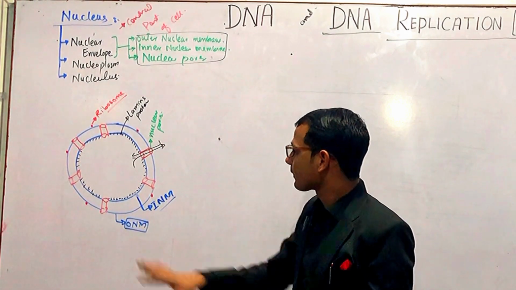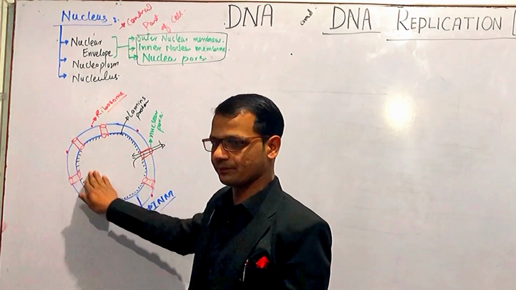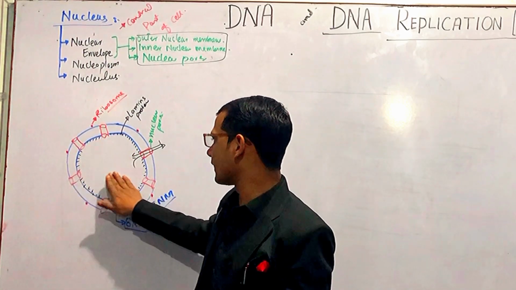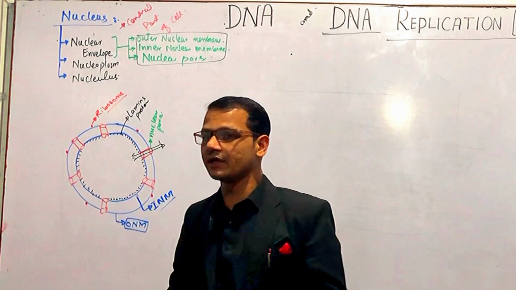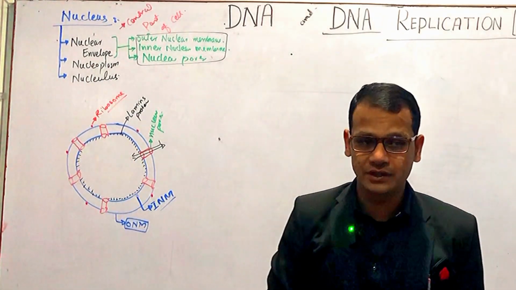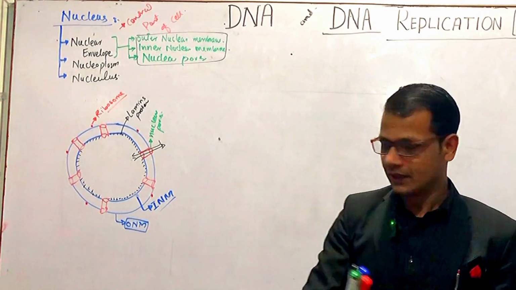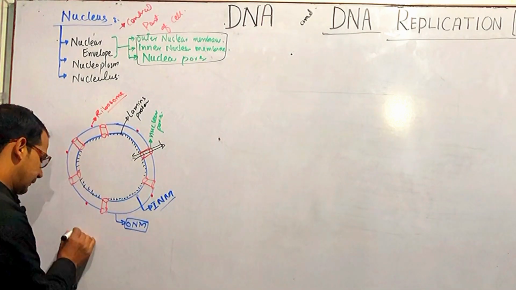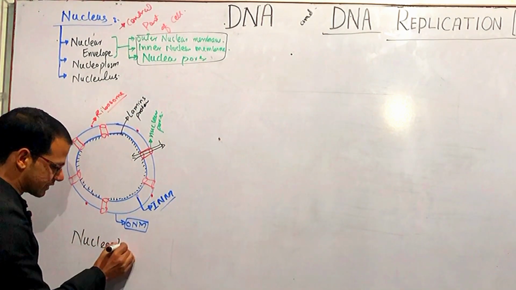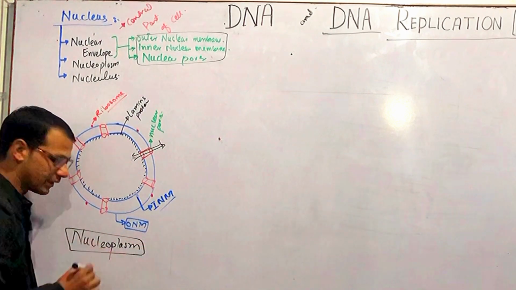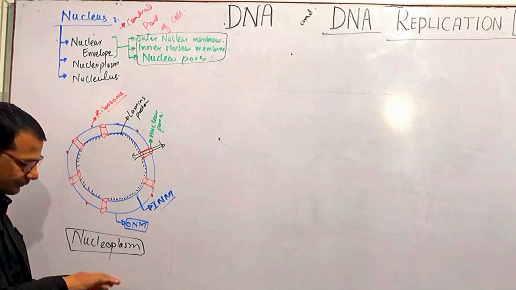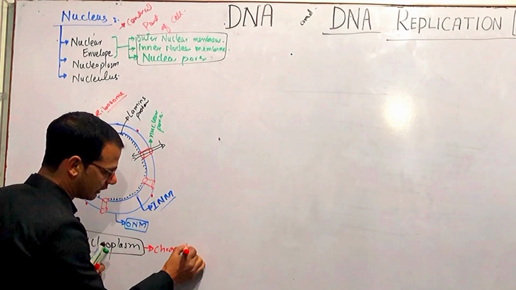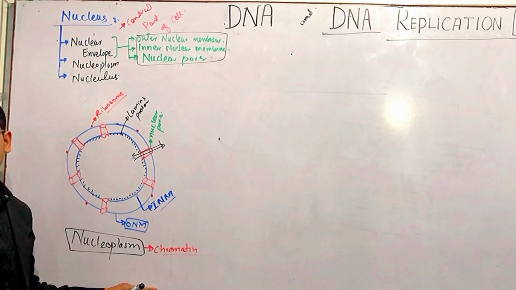The next thing is the nucleoplasm. Nucleoplasm is the soluble part, the part where the semi-solid liquids are present inside the nucleus, inside the nuclear membrane. So this portion is called nucleoplasm. And nucleoplasm is very important because it holds the chromatin. It holds chromatin, the thing which we need today.